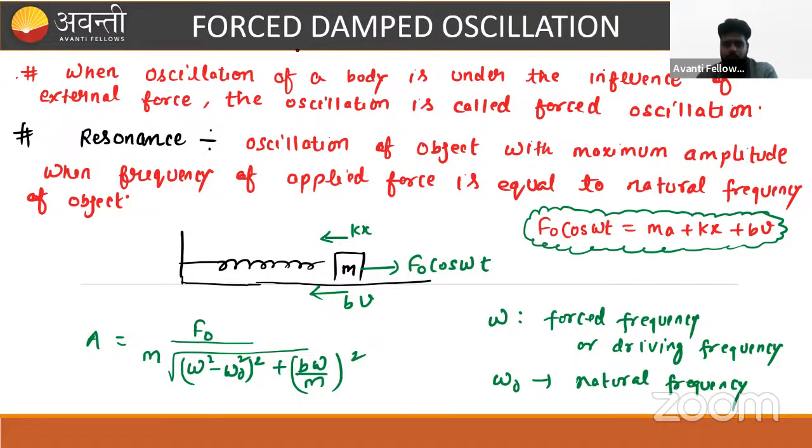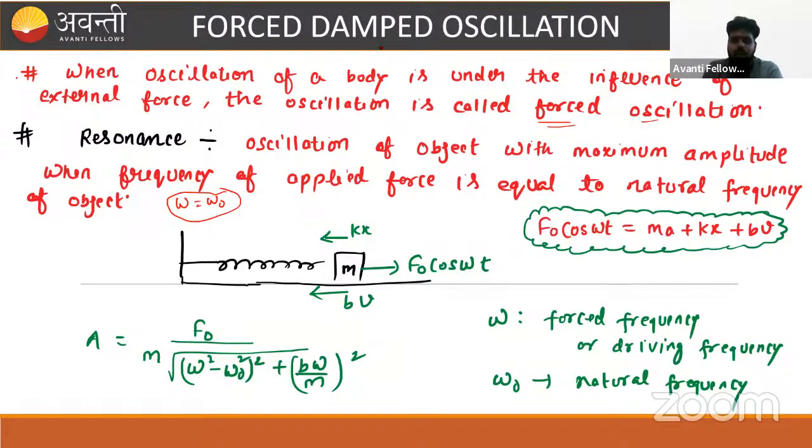On such type of oscillation where we want to continue the motion, that is known as the forced oscillation. What is the forced oscillation? Oscillation under the influence of an external force. And in the forced oscillation, if the frequency applied by the external agent is equal to the natural frequency of the object, if these two frequencies are equal, that is omega is equal to omega naught, this is a very important situation, that is known as the resonance condition.